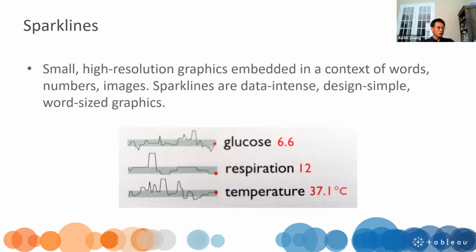We can place a number of these sparklines together to see the interactions between them. For example, we can see that after respiration was really high, it was then followed with a really high temperature, followed by glucose. Sparklines can be very useful, especially in a small space.